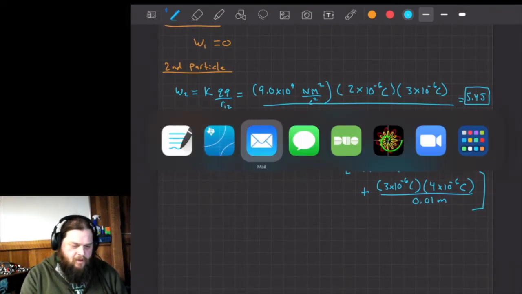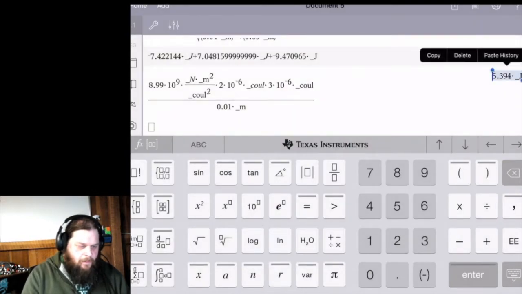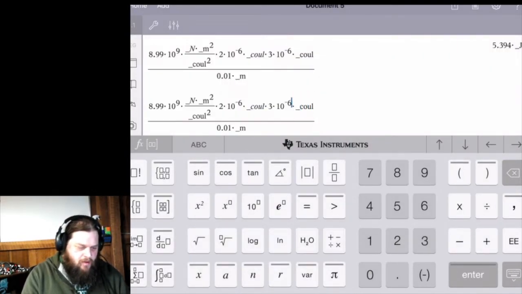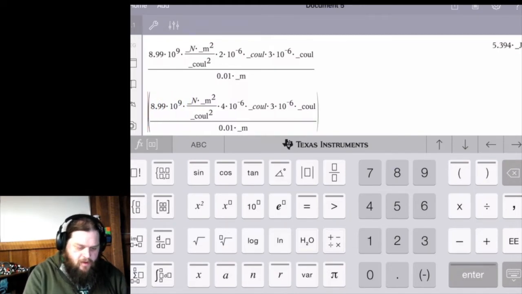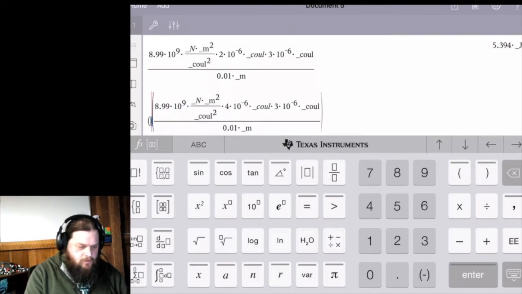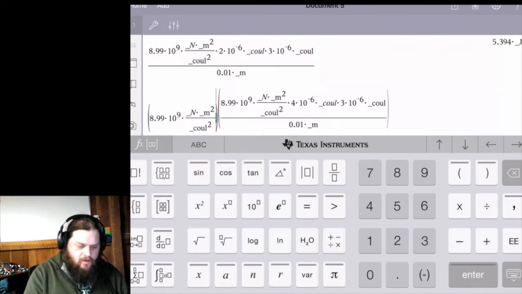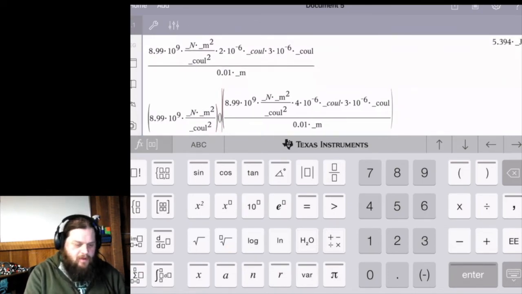Swing back to our calculator. I'm going to grab this top one here because this is very similar to the work that we had for the one we had for 1. The 3 can stay the same. This one changes to a 4, and the distance between 3 and 4 is still 1 centimeter. So put a parenthesis here on that one. I'm going to copy my K value. Paste. That's why I love computers. Copy and paste is the best thing in the world.